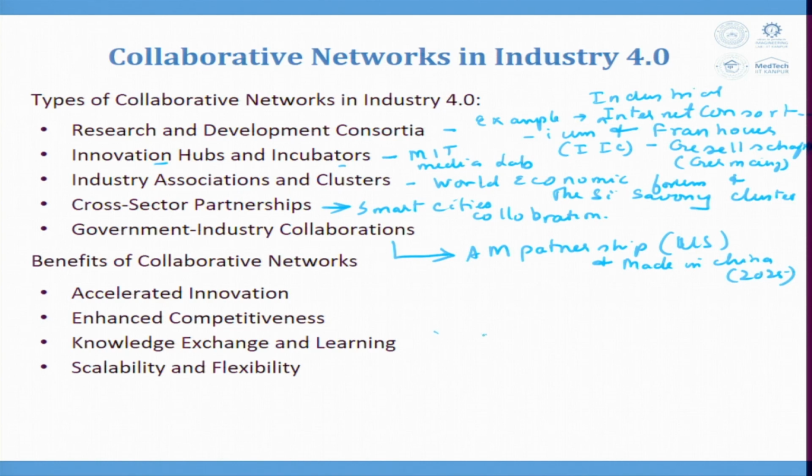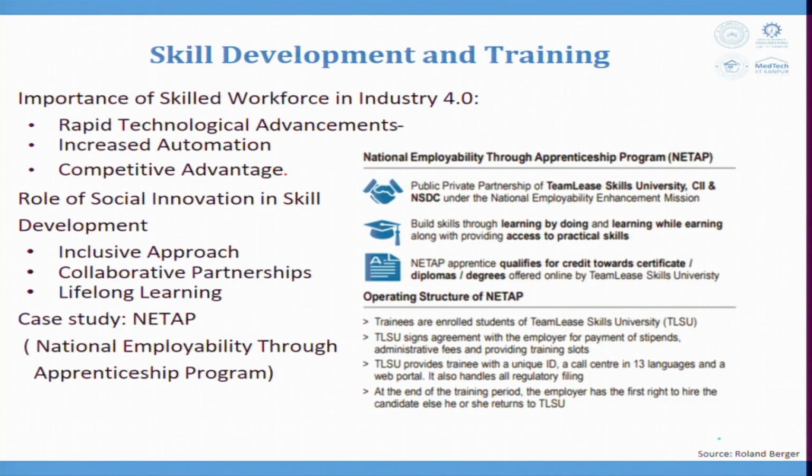You have research and development consortia, and innovation hubs and incubators. I have given all the examples. Industrial associations and clusters, which is the World Economic Forum and the Silicon Valley cluster, and then we have cross-sector partnership, which is smart cities and collaborations. Government-industry is the AM partnership in the US and Made in China 2025. These are some of the types of collaborative networks in Industry 4.0. What are the benefits of collaboration? Accelerated innovation can happen, enhanced competitiveness, knowledge exchange and learning, scalability and flexibility, which we have already dealt with.